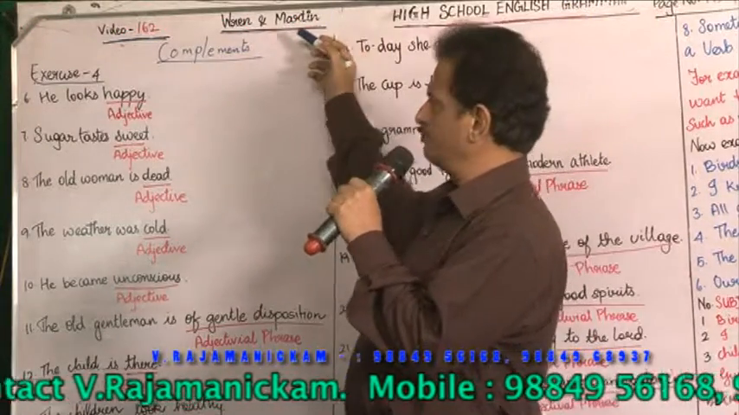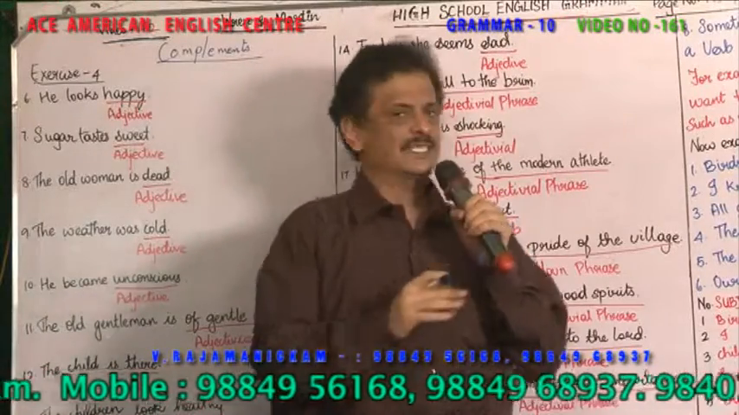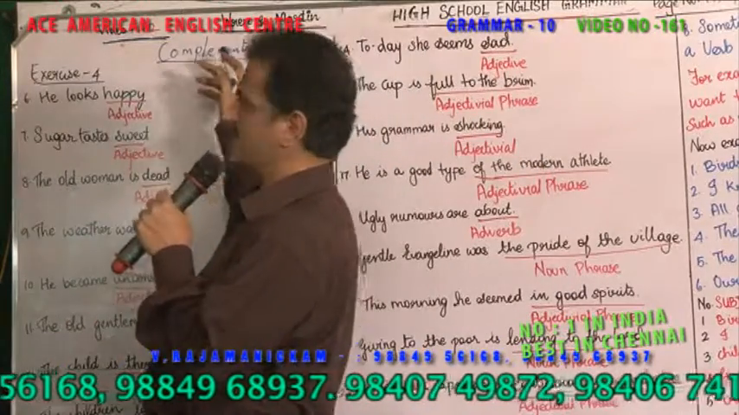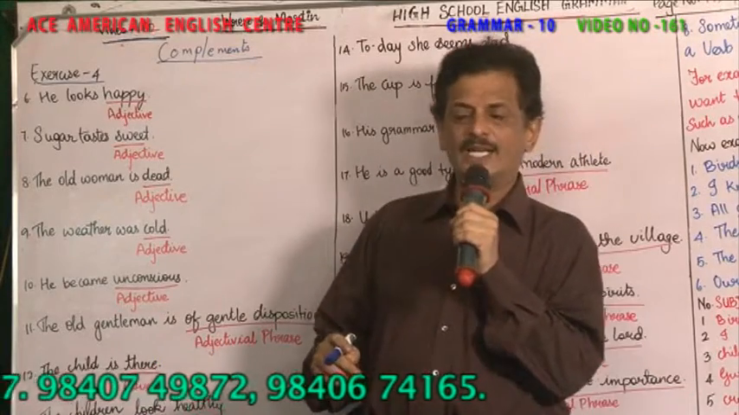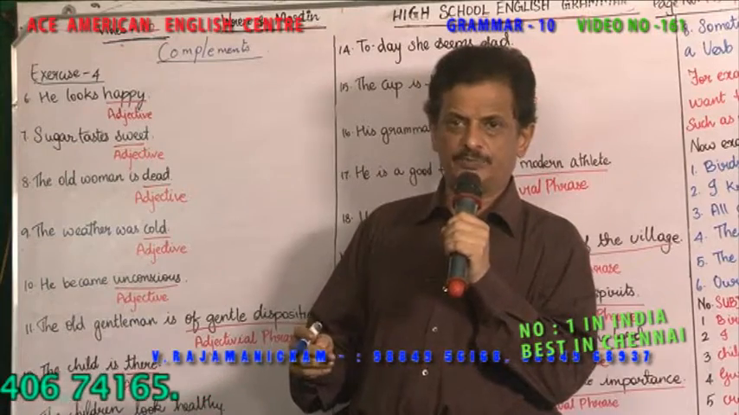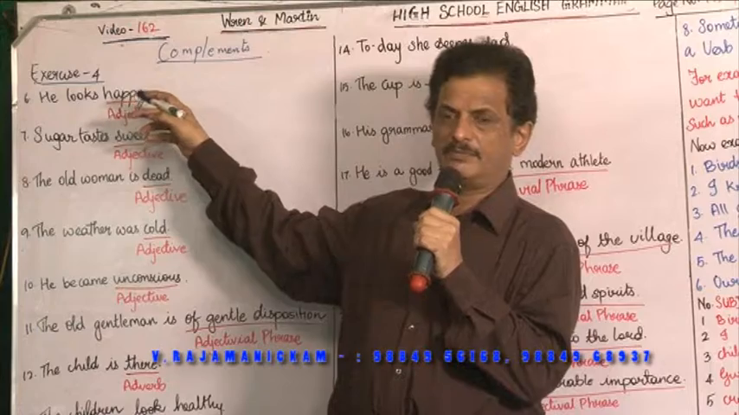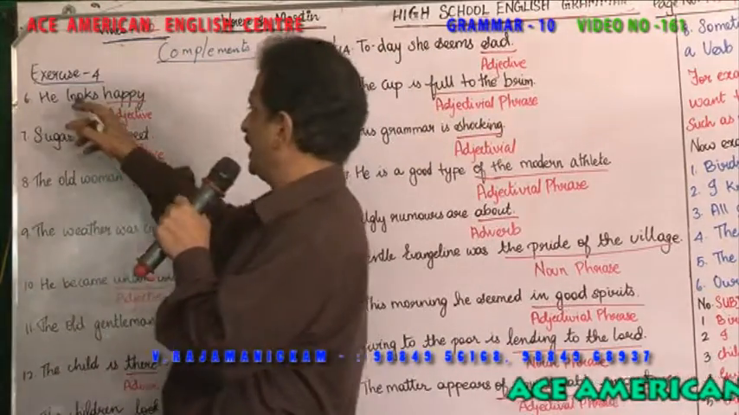Now, in Wren and Martin's book, we have come to video number 162, page number 173 to 174. What you're seeing is the complements. What are complements? When an intransitive verb doesn't take an object, and the verb or the predicate verb is followed by something that says about the subject, it is called a complement. For example, he looks happy.